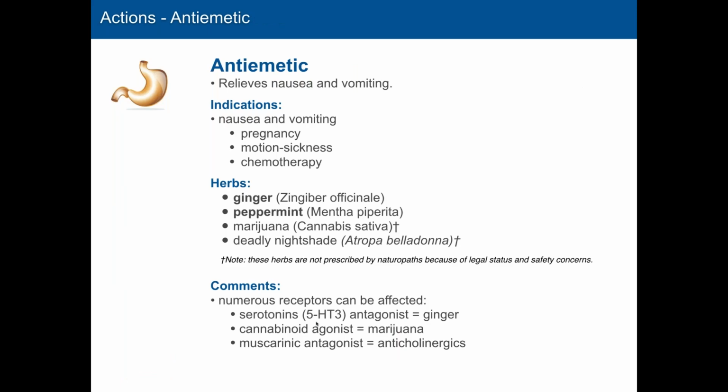So, moving along, antiemetic. Emesis is vomiting. So an antiemetic is something that suppresses nausea and the vomiting reflex. The main indications for this would be nausea and vomiting associated with other conditions like morning sickness with pregnancy, also motion sickness or travel sickness, and chemotherapy. And there's research to back up a lot of these herbs. The archetypal herb used as an antiemetic is ginger.